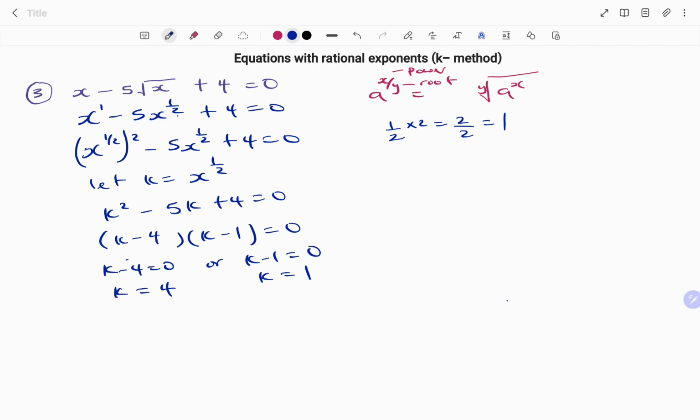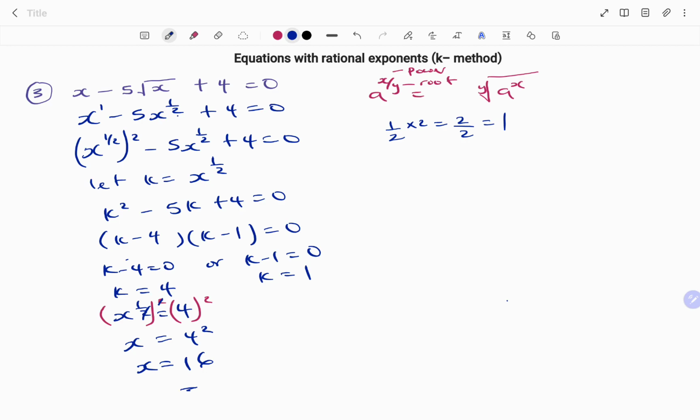If I replace k, I have x to the half equals 4. To find x, I'm going to square both sides. So therefore, I have this cancel. x equals 4 squared. Therefore, x equals 4 times 4. That's 16 on my left hand side.